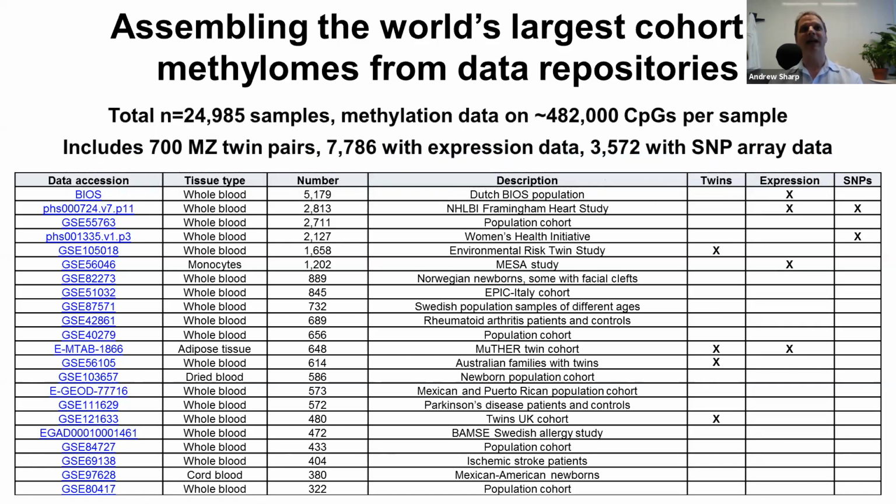And so in total, we had just under 25,000 individuals, each of which had data on nearly 500,000 CpGs. Just to point out, the Illumina 450K array is not fully genome-wide methylation. It's looking at a targeted set of about 500,000 CpGs, specifically focused on gene promoters, CpG islands, and a few regulatory elements. And we had more than 700 pairs of monozygous twins, nearly 8,000 individuals with expression data, and a few thousand individuals with SNP array data.